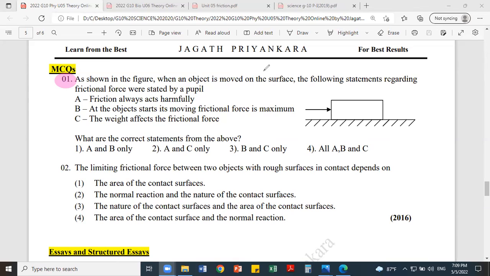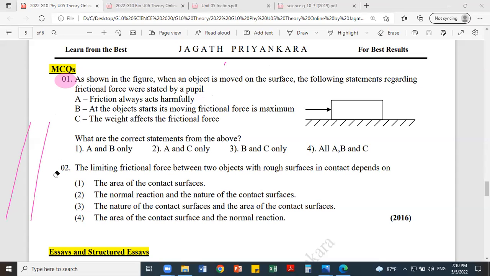Look at the screen, everyone. A little while ago I told you, friction always acts harmfully is wrong. Friction can be harmful or useful, it depends on the situation. Playing carom, it's harmful, it's a disadvantage. So sometimes friction is useful. Without friction, you can't walk on the floor. Without friction, you can't hold an object and pull it. Sometimes friction is a disadvantage.